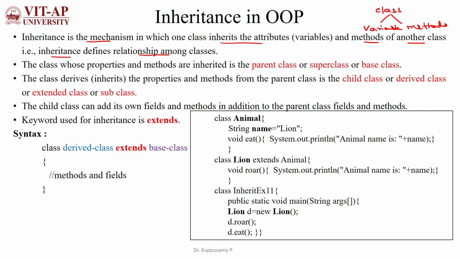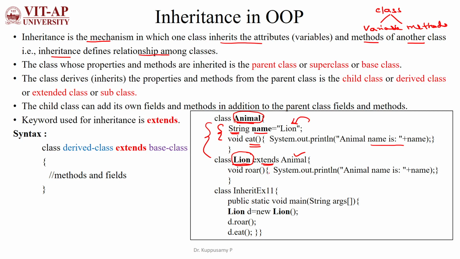For example, we are defining the class animal, which has the variable name with data type string, and we are initializing the value lion. It has a method eat, which just prints the value of the name. Likewise, we define one more class, lion, which extends animal. That means the methods and variables available in the animal class can be used by the other class lion. That is the meaning of the relationship between two classes.